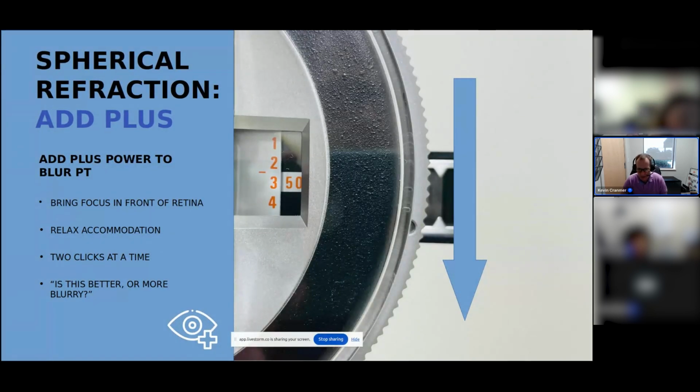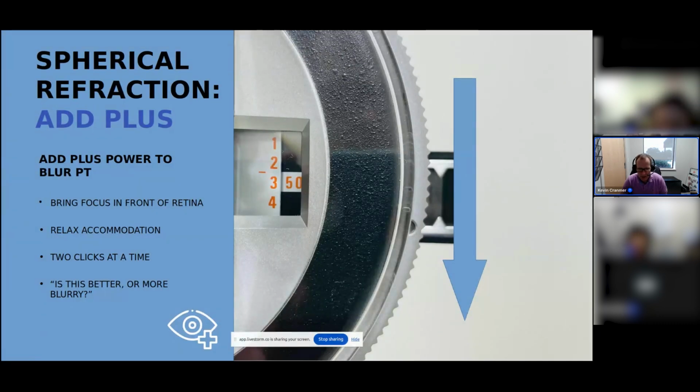If they're accommodating, they're already moving the focal point forward by straining their eye and changing the focal power of the lens in their eye. But by adding more plus power, you move that focus point even further forward. For the patient to see better, they need to relax their accommodation, and they can only relax it so much. At some point, you're just going to be making things more blurry. And that's really what you're looking for.